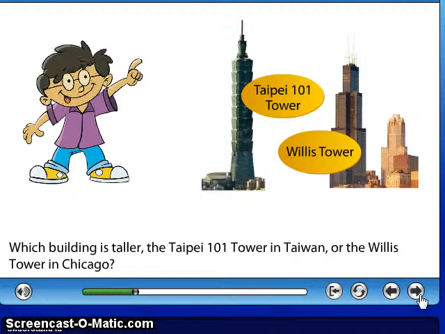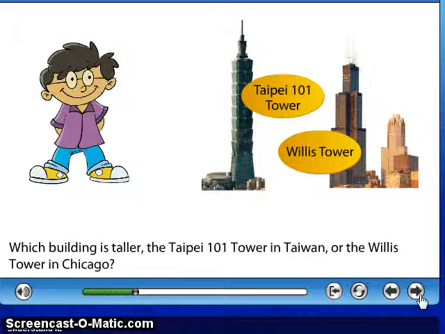Which building is taller, the Taipei 101 Tower in Taiwan or the Willis Tower in Chicago? Now if you look at the picture of those towers, it's obvious that the Taipei tower is the largest tower. We talked about this in science.